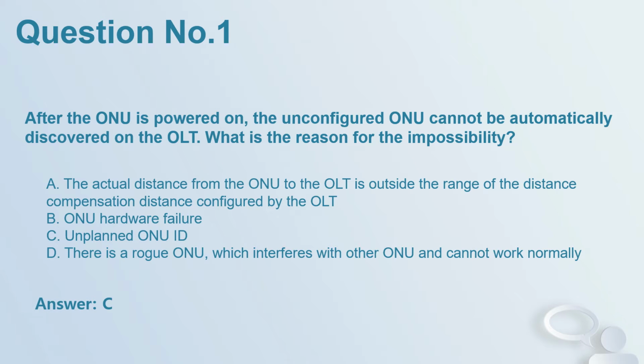Question number 1. After the ONU is powered on, the unconfigured ONU cannot be automatically discovered on the OLT. What is the reason for the impossibility? A. The actual distance from the ONU to the OLT is outside the range of the distance compensation distance configured by the OLT. B. ONU hardware failure. C. Unplanned ONU ID. D. There is a rogue ONU, which interferes with other ONU and cannot work normally. Answer. C.